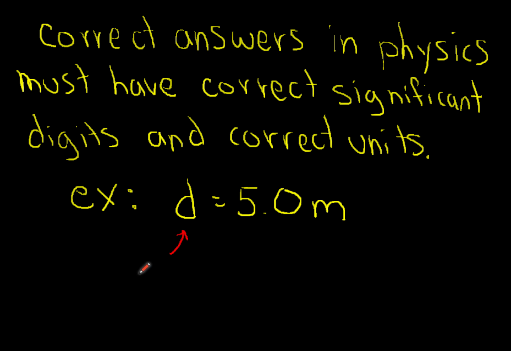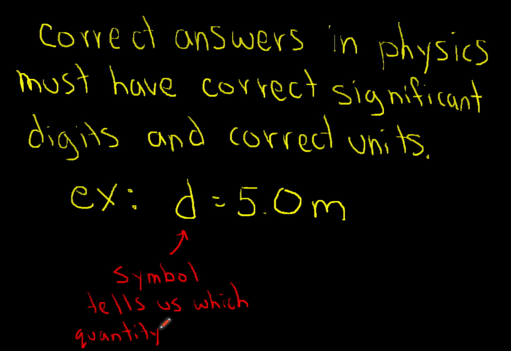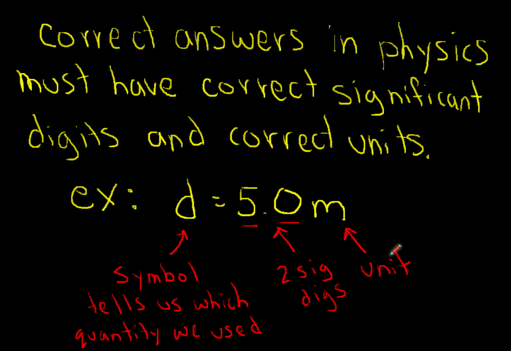For example, an answer might look like D equals 5.0 meters. The D is a symbol. We use this to indicate which physics quantity, or which kind of measurement, we are looking at. The 5.0 is in correct significant digits. It has two significant digits to represent the precision of our measurement. And the meters is the unit.